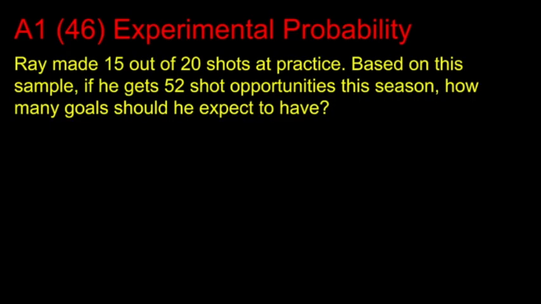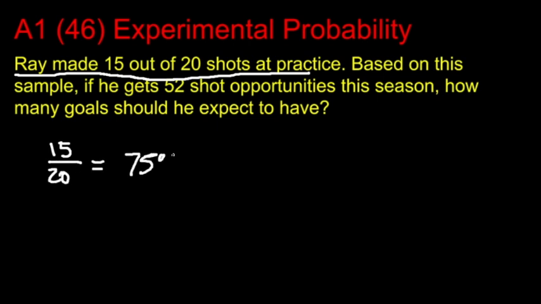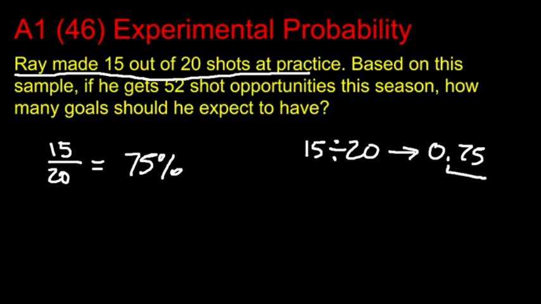Looking at some math problems we might get with this topic, experimental probability. You got Ray making 15 out of 20 shots, so his experimental probability of making a shot is 15 out of 20, or 75%. All right, you could get that in a calculator by doing 15 divided by 20. That's 0.75. And then either shifting the decimal point 2 places or multiplying by 100. That would give you your percent.